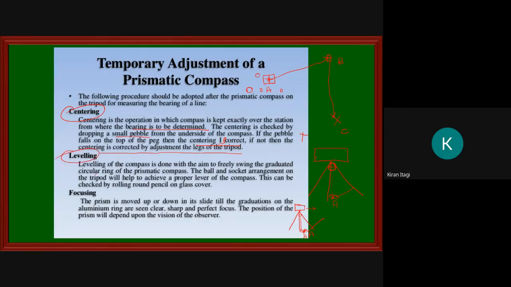Then we have leveling. Initially I said, while doing TikTok, leveling of a compass is done with the aim of freely swinging the graduated circle ring of the prismatic compass. I will explain this with the help of the figure. The ball and socket arrangement on the tripod will help to achieve a proper level of the compass. This can be checked by rolling a round pencil on the glass cover.